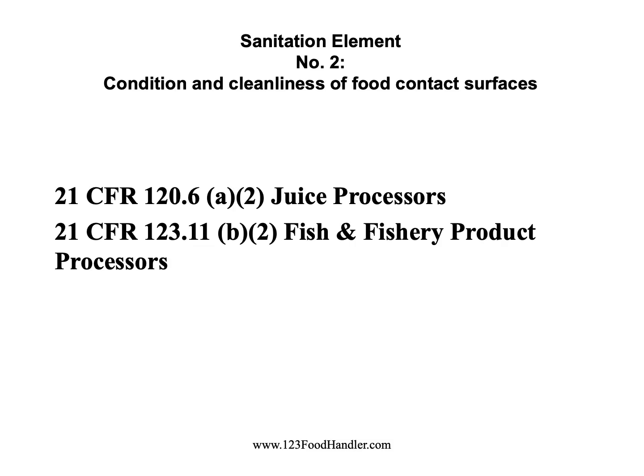Sanitation element number 2, condition and cleanliness of food contact surfaces. This training will help again cover 120.6(a)(2) for juice processors and 123.11(b)(2) for fish and fishery product processors. Condition and cleanliness: you've got to monitor it, you've got to correct it, and make sure these areas are compliant with 21 CFR 117 Subpart B as well. We covered that.